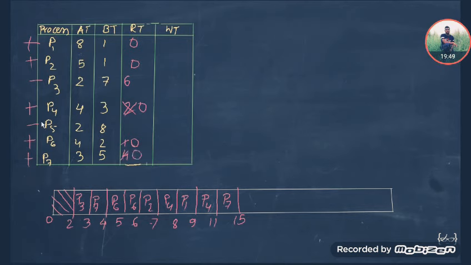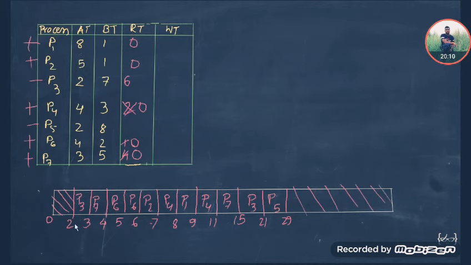P3 is 6 seconds and P5 is 8 seconds. Let's execute it fully. So P3 is 15 plus 6, which is 21. And then P5 is 21 plus 8, which is 29. Now these kinds of maths, you have to check the answer, like if your answer is correct or not.